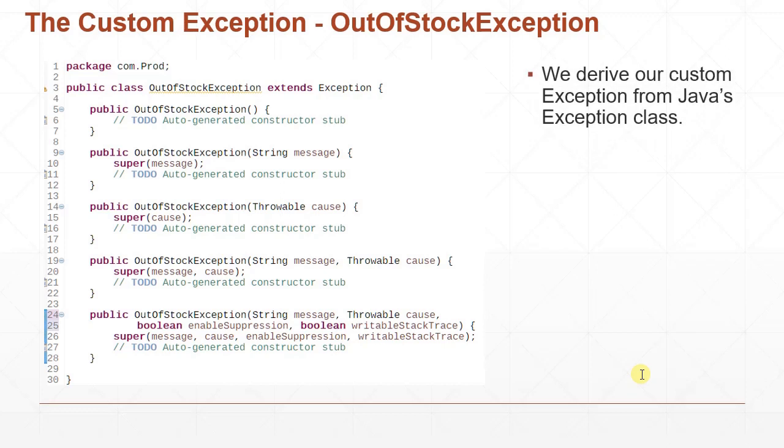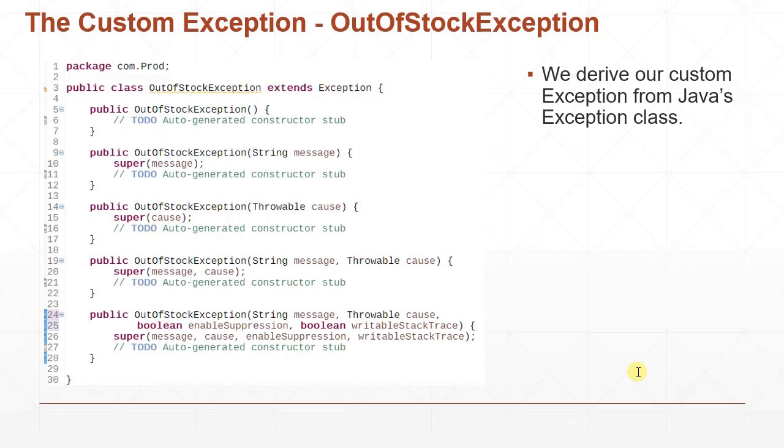Here we derive our custom exception from Java's Exception class. You don't need to worry about all this code, as Eclipse will generate it for us. What we can note here is that the class OutOfStockException is derived from the class Exception. Exception is supplied by the Java framework, and we are deriving our class OutOfStockException from the existing Exception class. Since we are deriving it from the Exception class, our class OutOfStockException falls under the checked exception category.